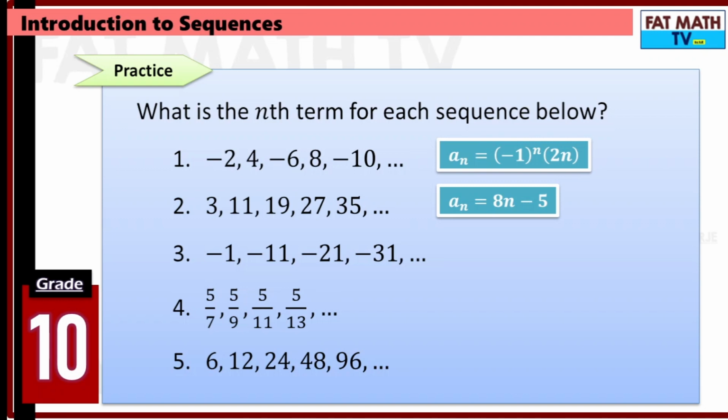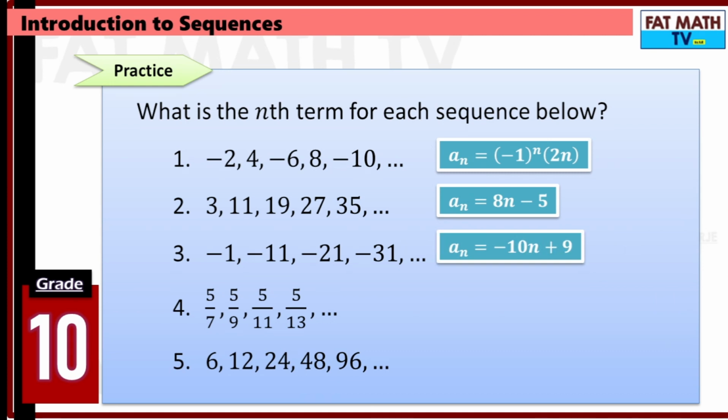Number 3, we just subtract 10. So it has to be negative 10n. So negative 10n, if n is 1, gives you a negative 10. But the first term is negative 1. So from negative 10 to negative 1, what are you going to add? You're going to add 9. So negative 10n plus 9.